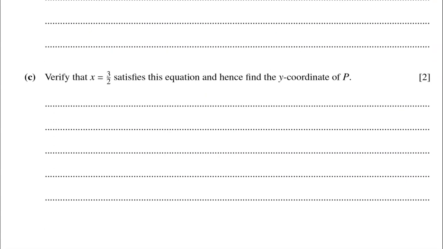Right, into part C. Verify that when x is 3 on 2, it satisfies the equation, and hence find the y coordinate of P. Okay, so to verify that it satisfies the equation, we just have to put the x value in. So x is 3 on 2, and so what are we going to say? Let's put it into the equation. We get 2 times 3 on 2, plus 1, x, which is 3 on 2. Why would you write x? 3 on 2 minus 1, squared, minus 1 equals 0.